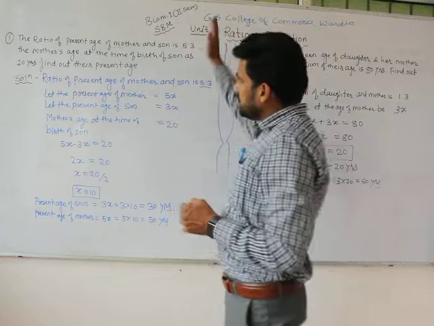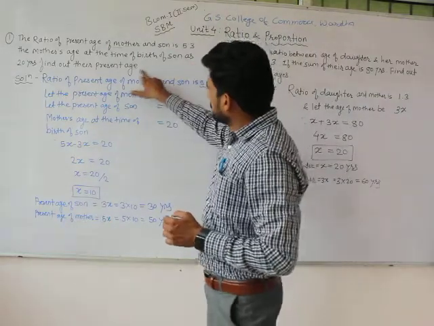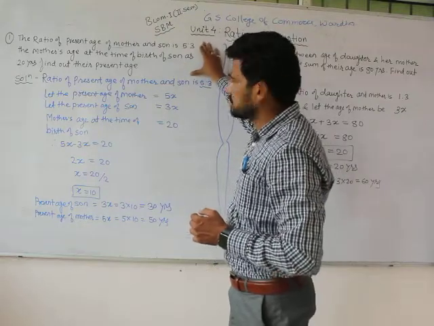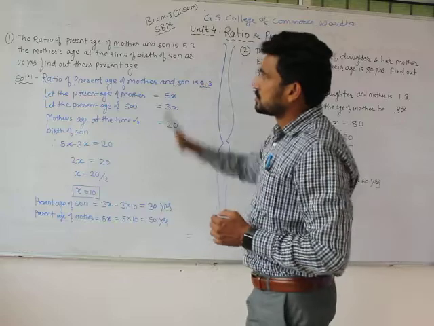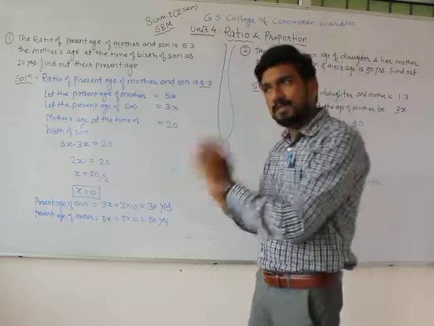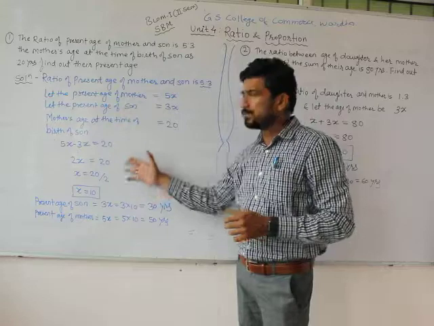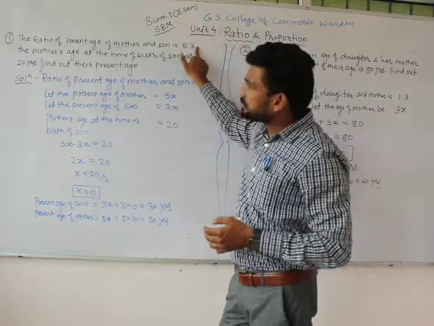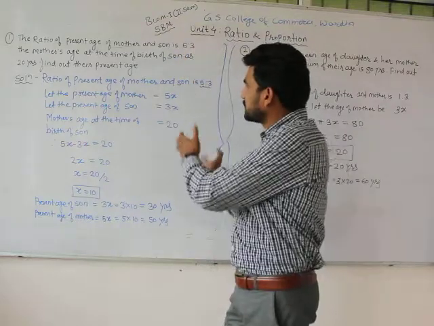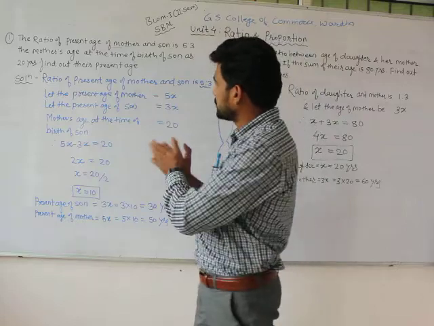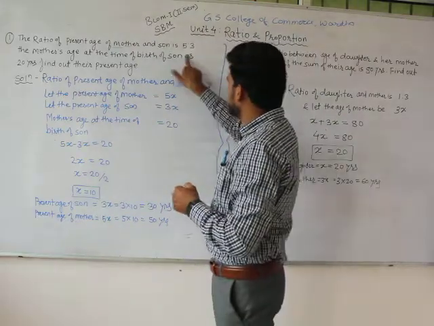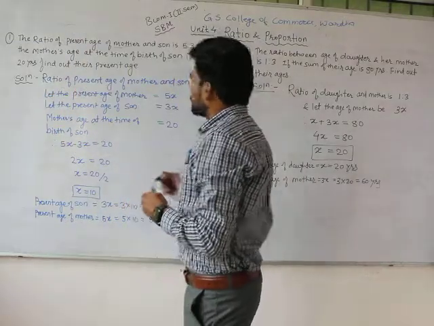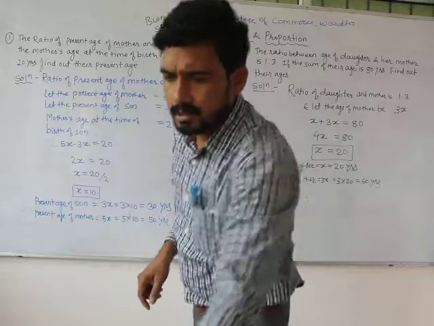So first we will see the first problem. The matter written here in black ink is the problem, and this is the solution. First I will read the problem, we will see what is there in it, and then we will move to the solution. The ratio of present age of mother and son is 5:3. The mother's age at the time of birth of son is 20 years. Find out their present ages.